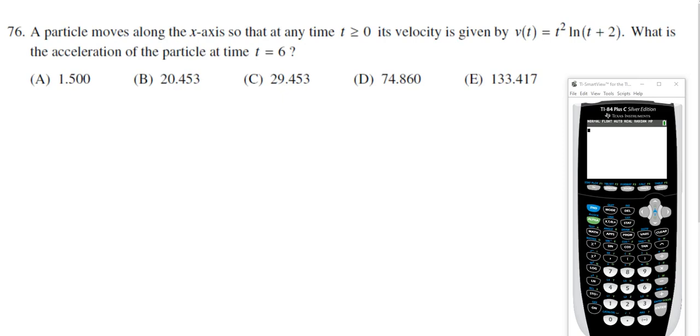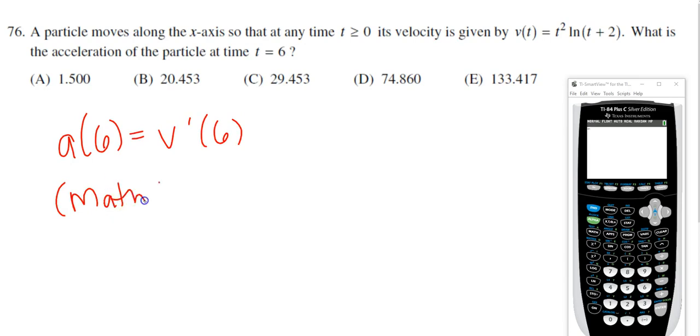76, a particle moves along the x-axis so that at any time t greater than or equal to 0, its velocity is given by v of t. What's the acceleration at time 6? So if I would know the acceleration of the particle at time 6, that's equal to the derivative of the velocity at time 6, which, since it's calculator active, we will go math 8. So let's do that together.